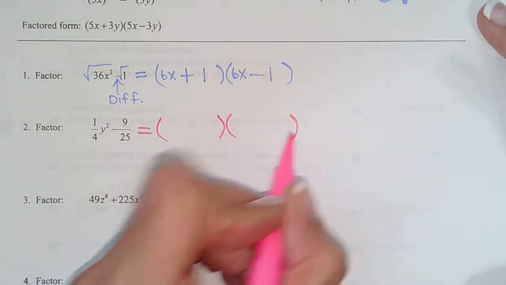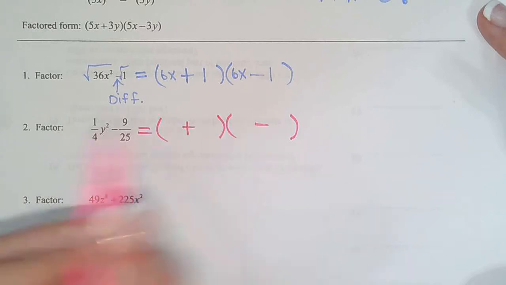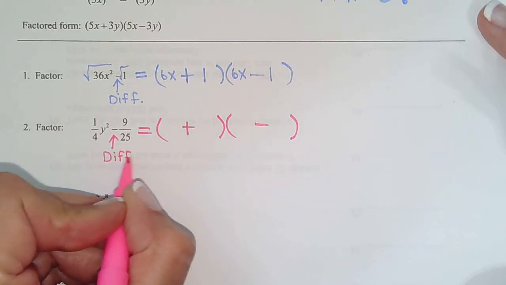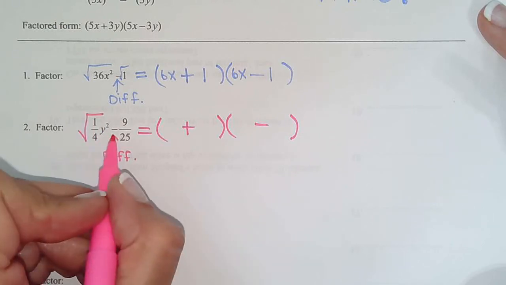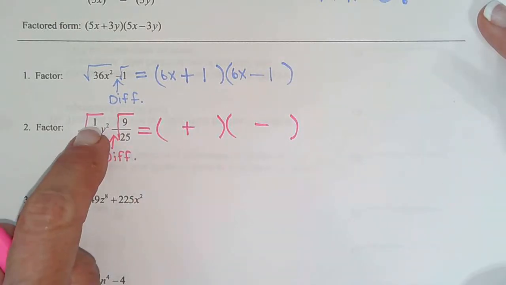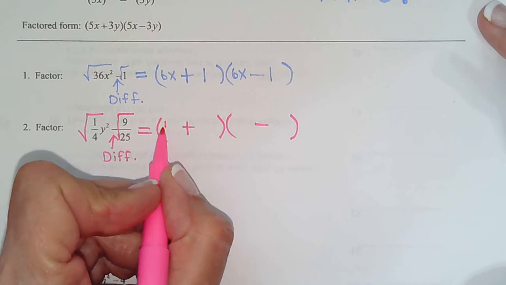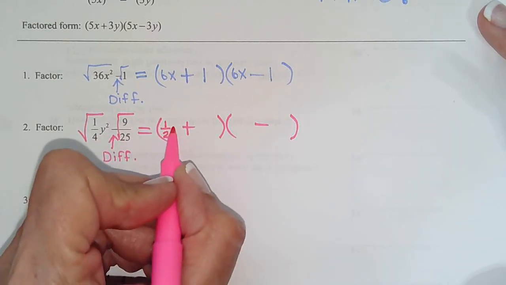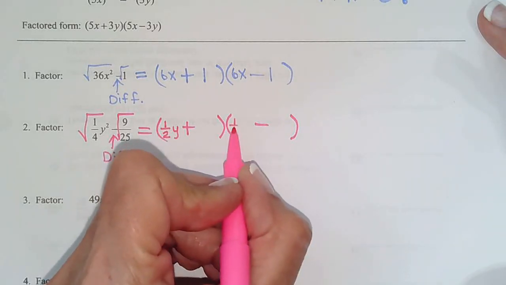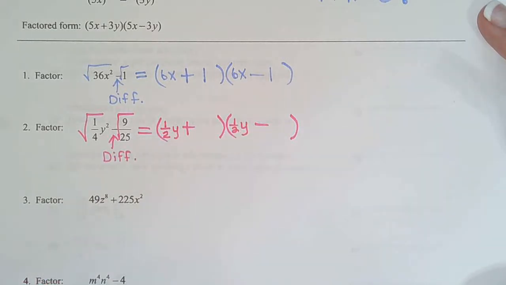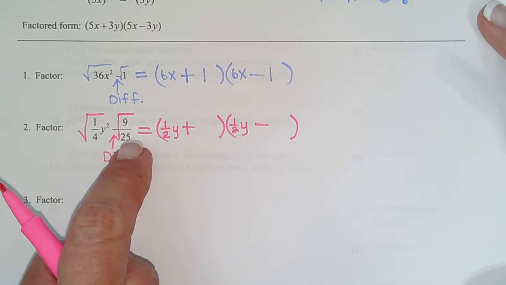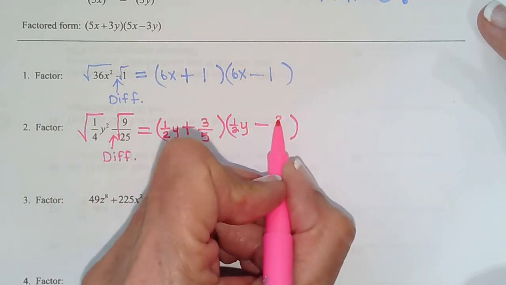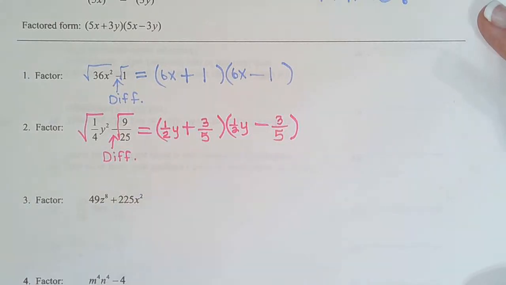They're both squares and it's a minus, so I do my one of each because this tells me they'll be different. And I do square roots, and like I said with fractions, just do the square root of each one. Square root of 1 is 1, square root of 4 is 2, square root of y squared is y. So 1/2 y goes in both the first slots, and then square root of 9 is 3, square root of 25 is 5, so plus 3/5 minus 3/5.